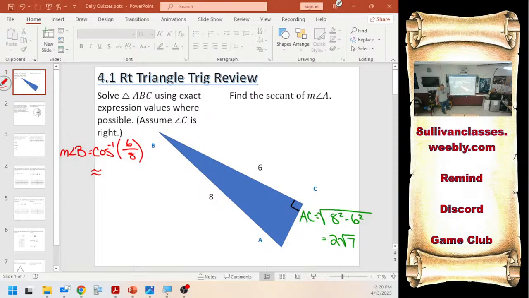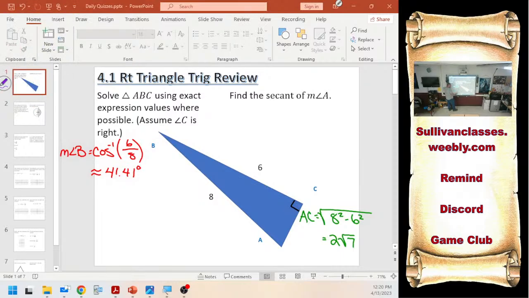What is that? Ballpark. 41.4096. So if I go 3 places, if you went more than 3, great. But if you just said 41, that's cool.